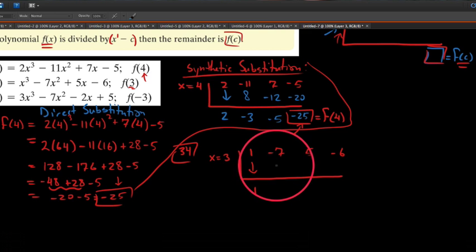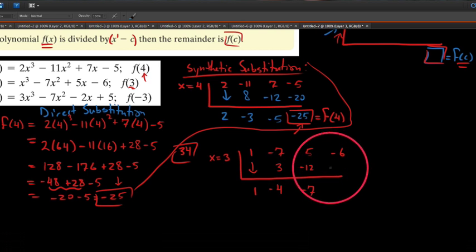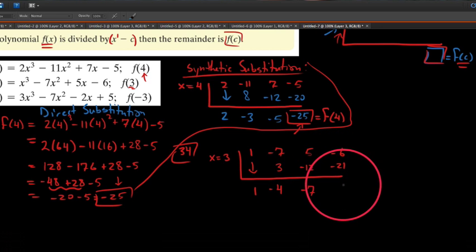We have 1 times 3 is 3. 3 plus a negative 7 is a negative 4. 3 times a negative 4 is a negative 12. Negative 12 plus 5 is a negative 7. 3 times a negative 7 here is a negative 21. And so that's going to leave us with a remainder of negative 27.